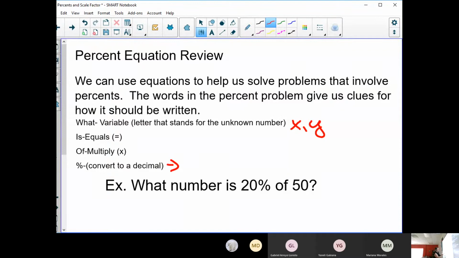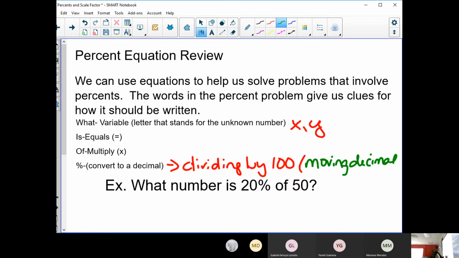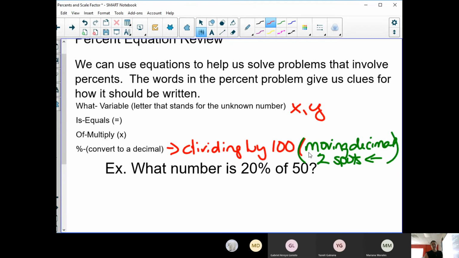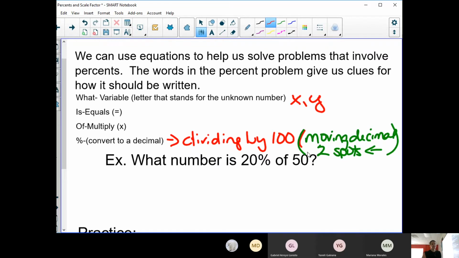And remember, we do that by dividing by 100, which means we are just moving the decimal 2 spots to the left, okay? So hopefully that refreshes your memory a little bit from last week. And let's do an example, and we're going to do a couple more after that. So I'm going to do this first example, and then I'm going to have you do the next one.